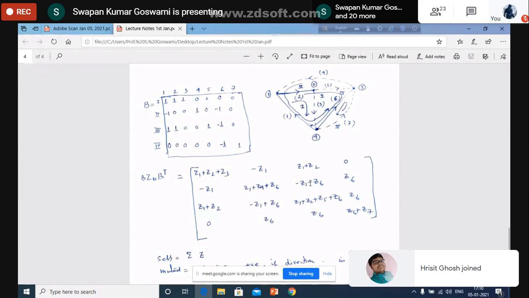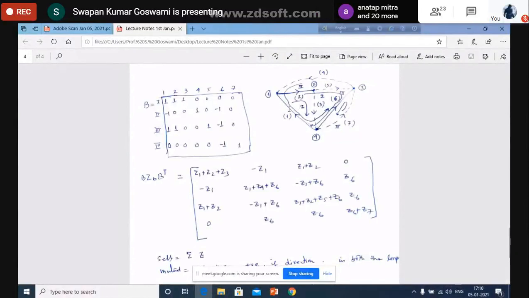Actually, it is wrongly mentioned as positive, and that has wrongly appeared here also. So it will be minus Z1 minus Z6. That means here it will also be minus Z1 minus Z6. So there is a wrong entry here; in place of -1 it will be +1.